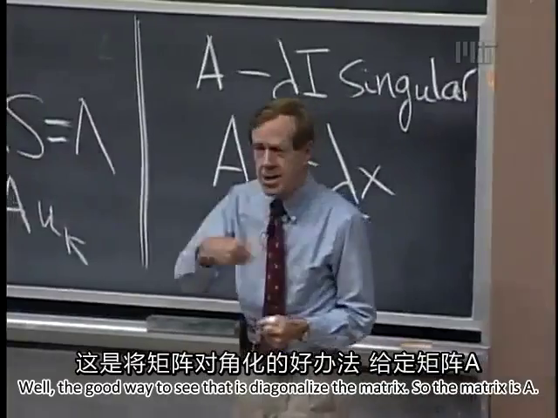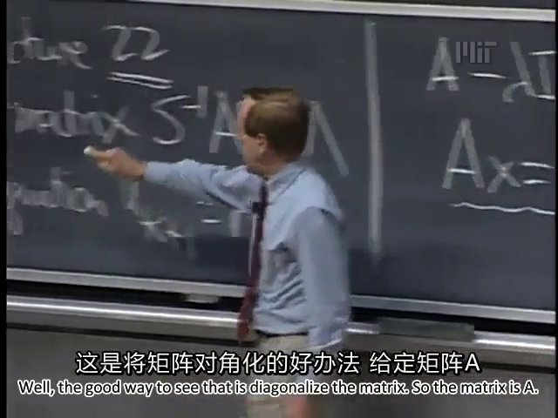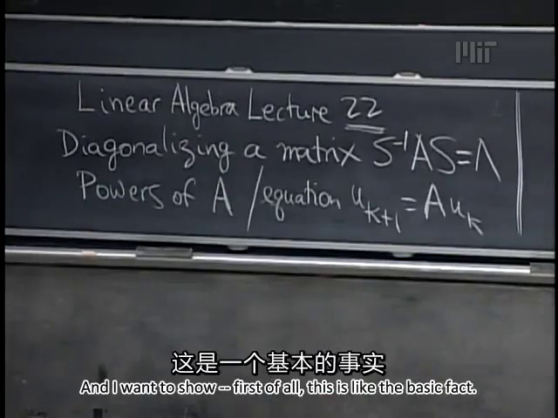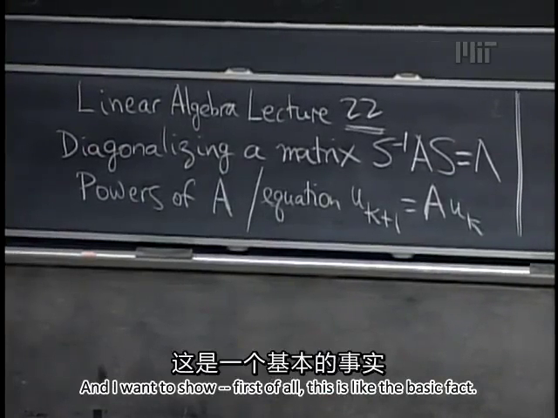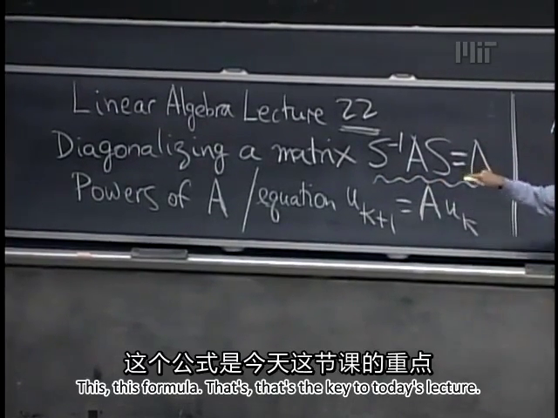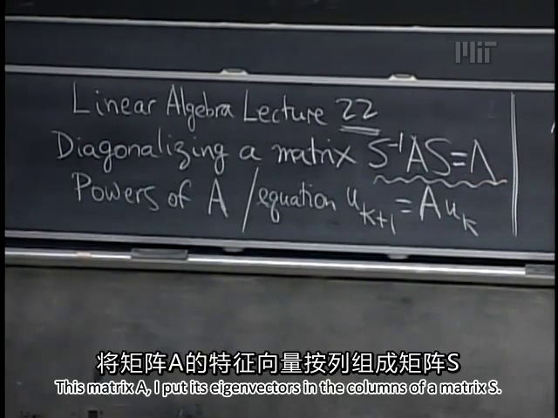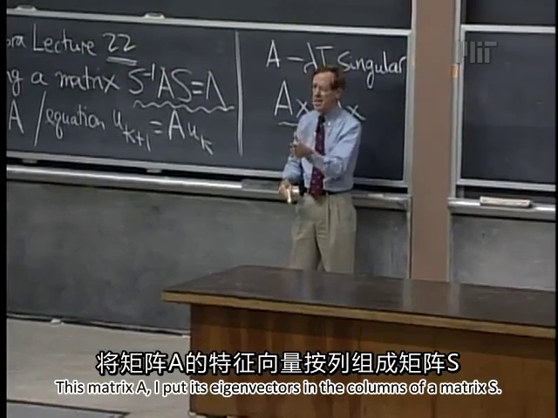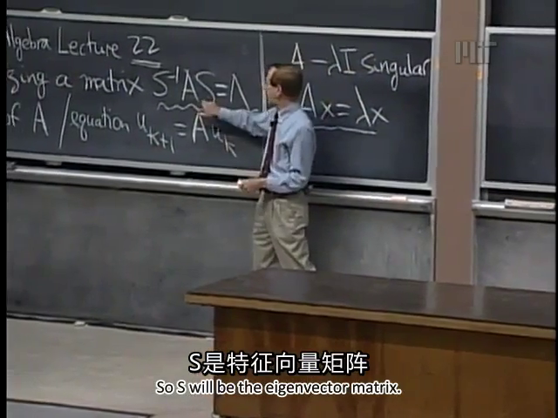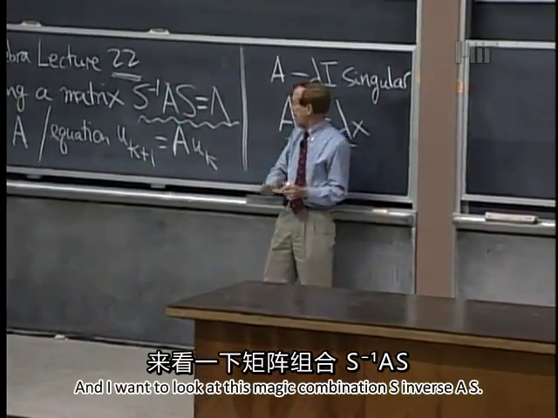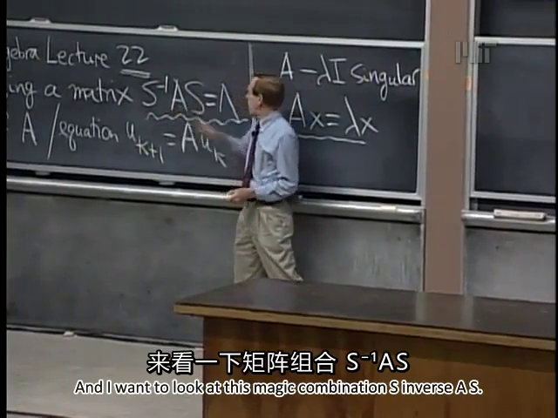Well, the good way to see that is to diagonalize the matrix. So the matrix is A, and first of all, this is the basic fact, the formula that's the key to today's lecture. This matrix A, I put its eigenvectors in the columns of a matrix S. So S will be the eigenvector matrix, and I want to look at this magic combination S inverse AS.